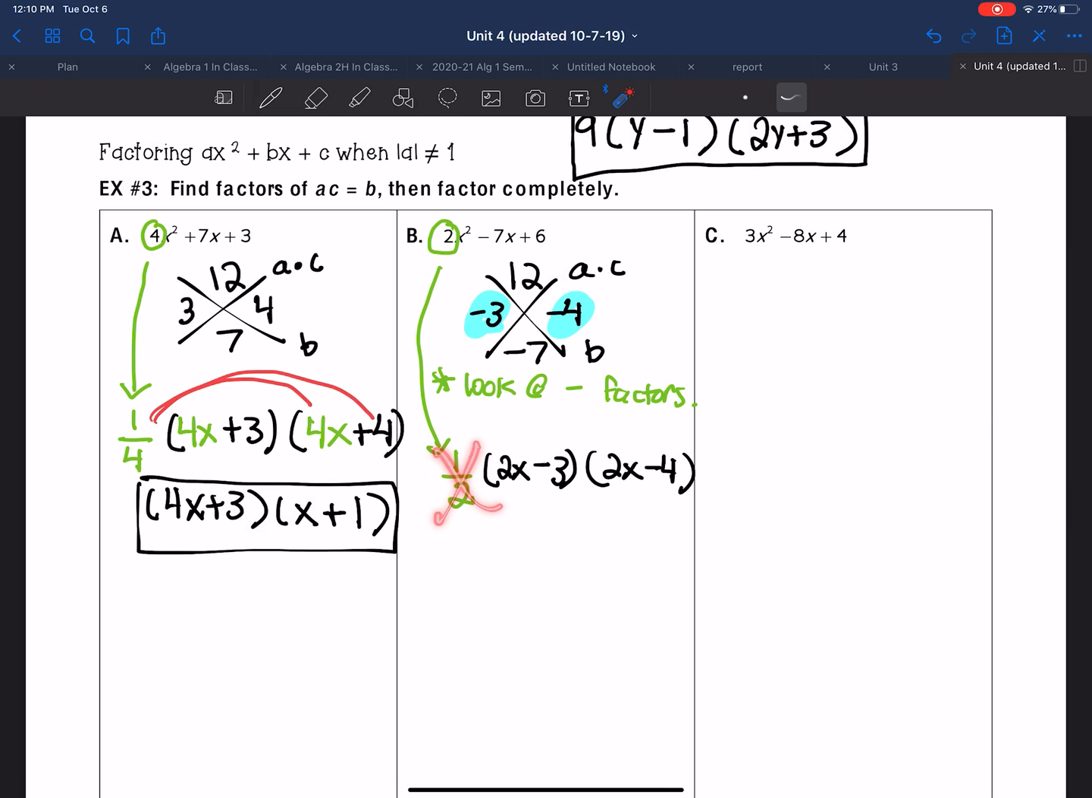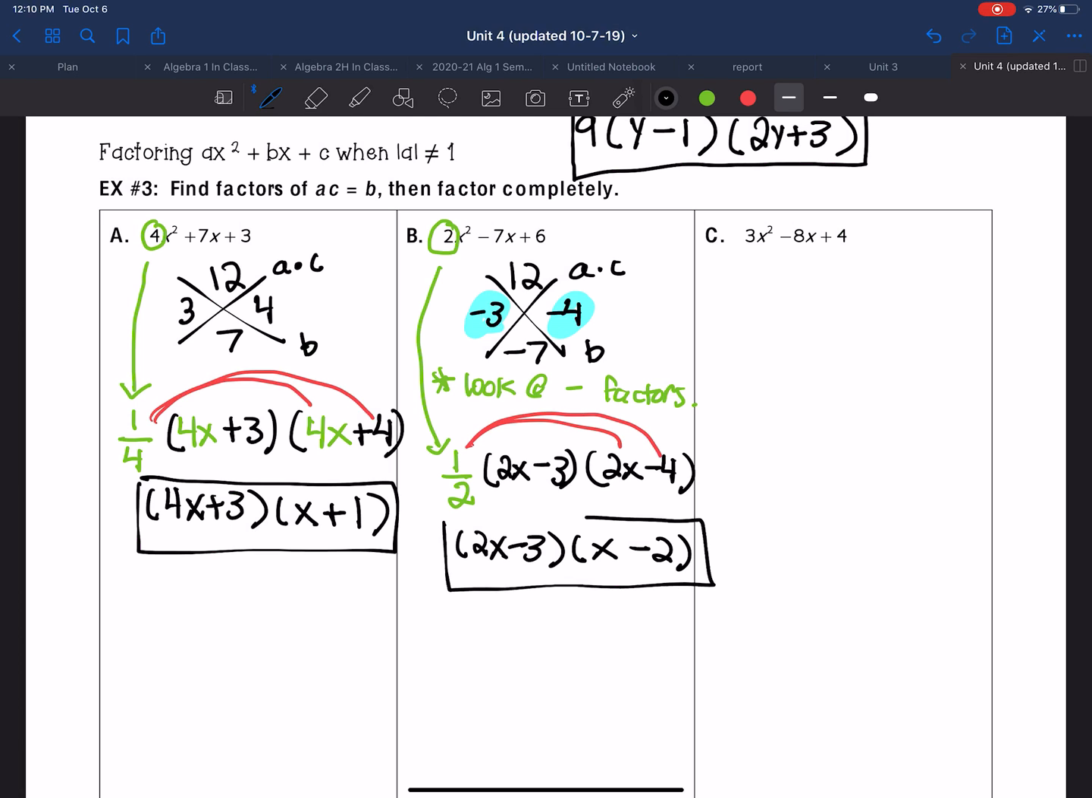So that's going to get rid of my fraction. So I'm going to go ahead and do that. So 1/2 times 2 and 1/2 times -4, this is going to turn into 2x minus 3 times 1/2 times 2x is just x. 1/2 times -4 is -2. And that is the answer to my question.